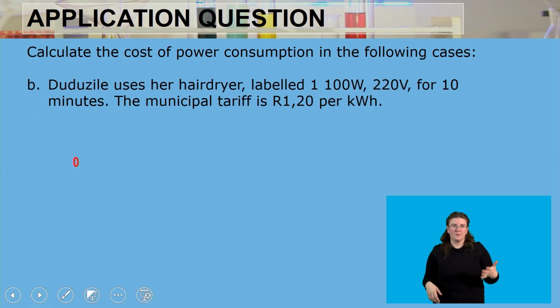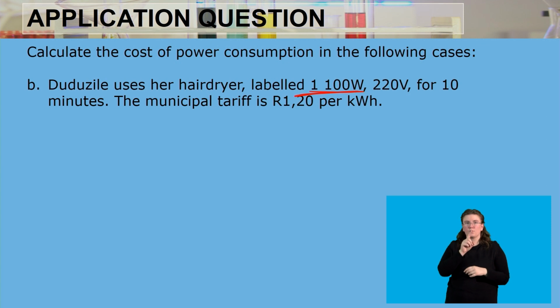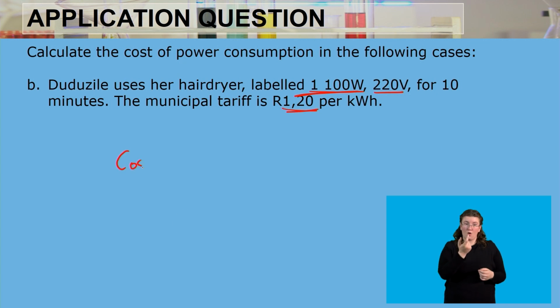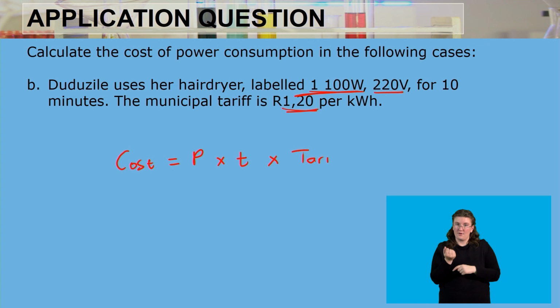B. Now we are told that Duduzile uses her hairdryer, which is labeled at 1100 watts, and it has a voltage of 220 volts, and she is using it for 10 minutes. And we are told that the tariff is R1.20. So the cost equation is: cost is equal to the power rating multiplied by the time in which the appliance was in use, multiplied by the tariff.